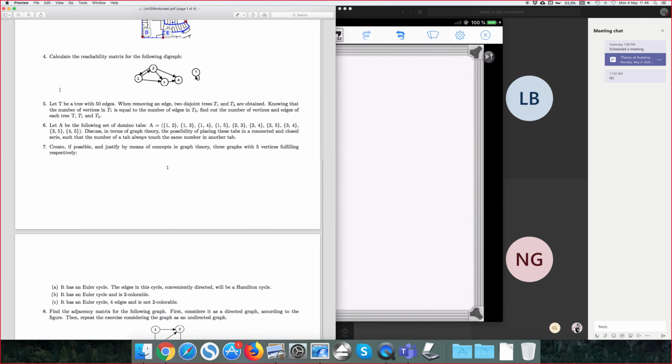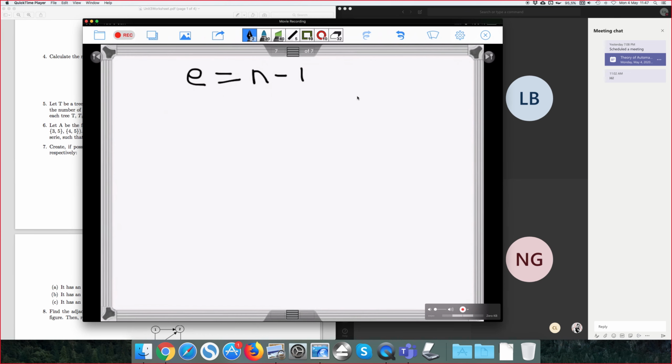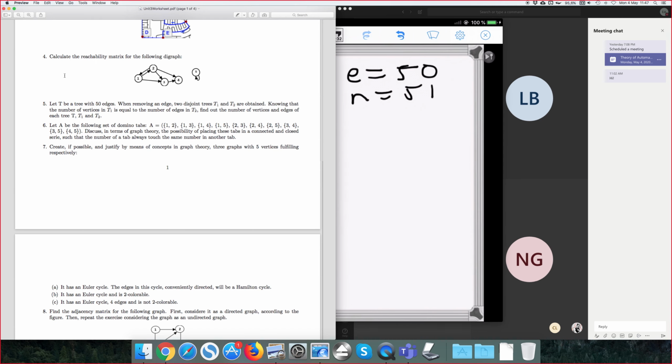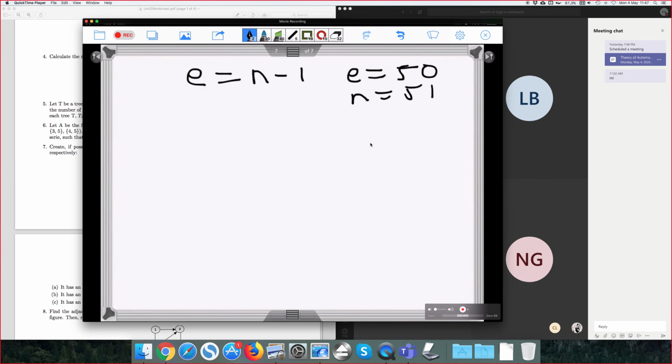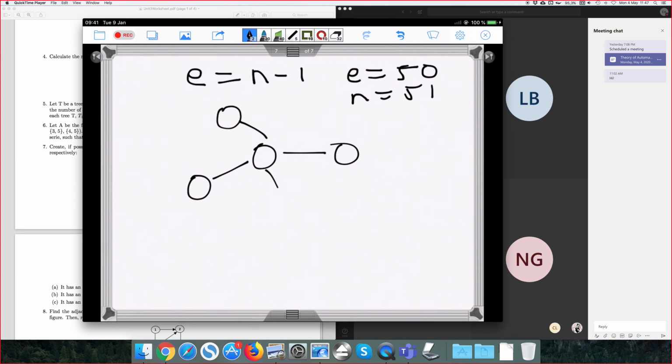Okay, and here we have 50 edges. So we know that E is 50, and then N is 51. And we remove an edge, and then we obtain 2 disjoint trees. We already know about this. We also proved this in a previous lecture. But if you have a tree, for instance, like this one here, notice that if I remove, for instance, this edge, then I have 2 trees.